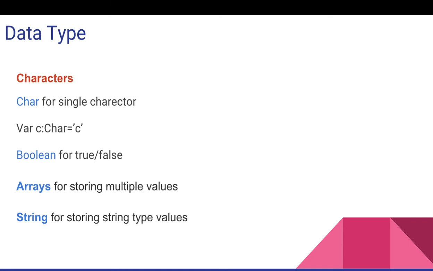The other data type is Char, which we use for holding single characters, like val c: Char equals c. Boolean we use for boolean values like true and false. Array we sometimes use for storing multiple homogeneous values. String we use for string operations, or for storing string values, etc.